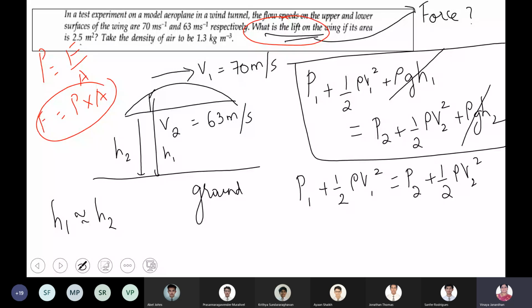Here, your top surface will have a pressure, say P1, and the lower surface is having a different pressure. This difference in pressure is giving you the force. Should I explain that phenomenon once again, boys? Because there is a difference in pressure, on the top layer the velocity is high, so pressure is less. On the lower surface, velocity is low, so pressure is high.